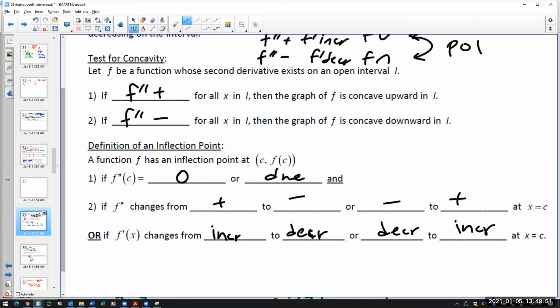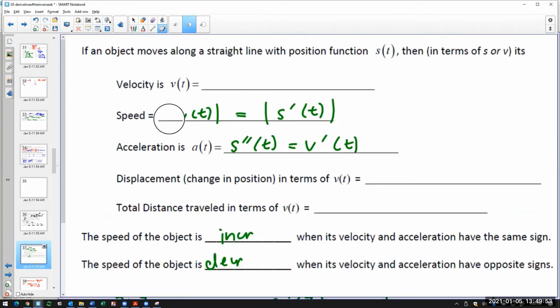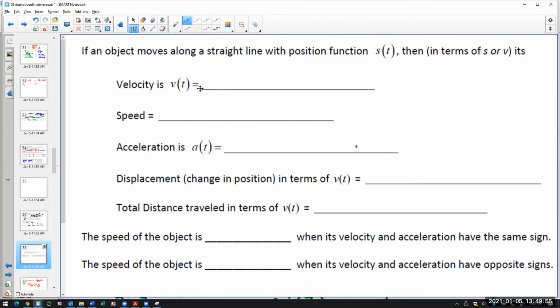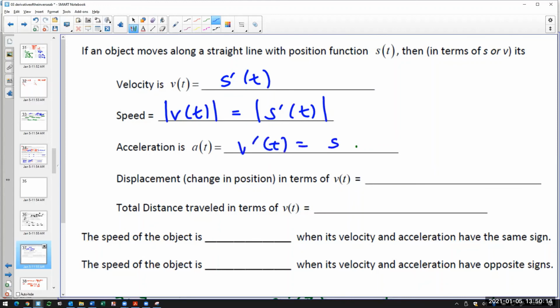Okay, and then let's go to the very last things. Velocity, another name for velocity, if you take the position and you find the derivative of that. Okay, another name for speed is the absolute value of velocity. Another name for speed is if you take that velocity and you put in absolute value. Acceleration has a lot of names. It's the derivative of velocity, but it's also the second derivative of position.